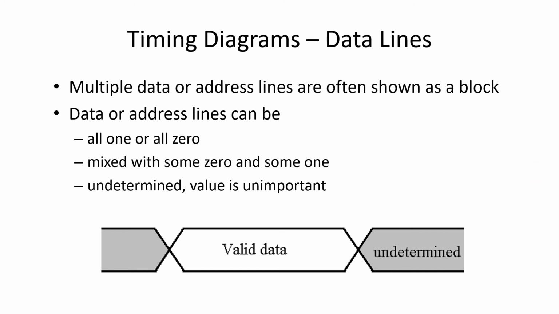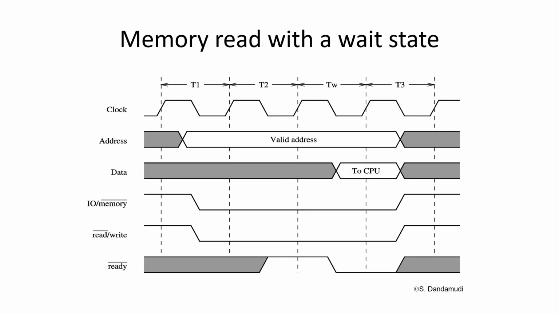If we look at some of these diagrams, some of them represent multiple wires. Often one wire represents one signal, but sometimes, for instance, for data or address, there's a lot of wires, maybe 32 or 64. So instead of representing 64 different lines in a diagram, we'll just show a box, and the box will be clear if there's valid data, and it'll be gray if, well, we don't know what it is, or it doesn't matter what the value is at that time.